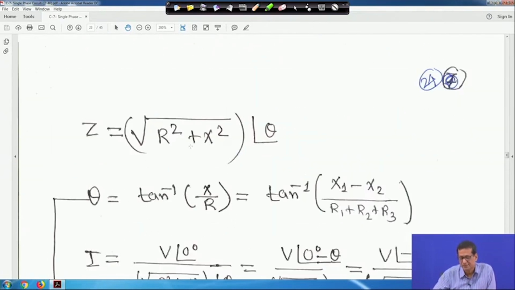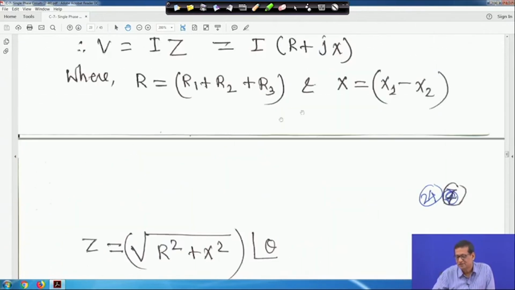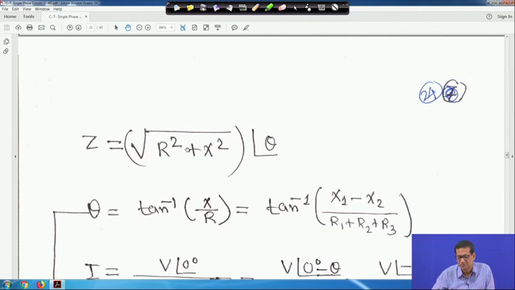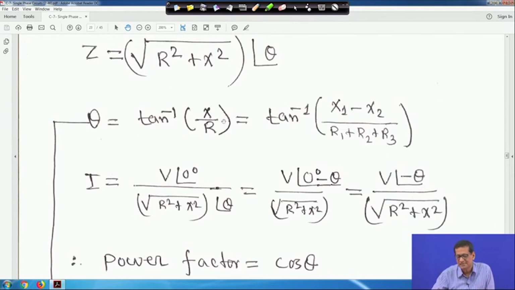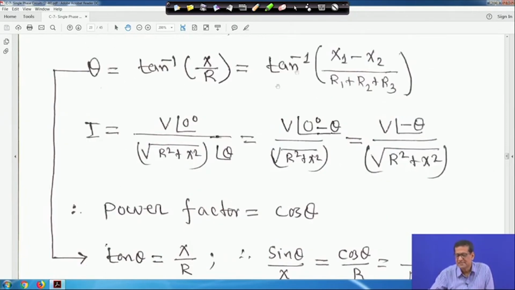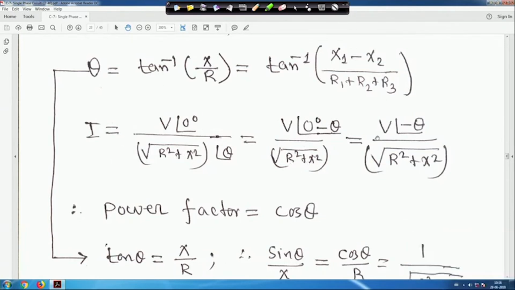Therefore Z, as you know, has magnitude root over R square plus X square, because it is R plus Jx, and angle theta. Therefore theta is equal to tan inverse X upon R, where X is equal to X1 minus X2, so tan inverse of X1 minus X2 upon R1 plus R2 plus R3. Therefore I is equal to V angle 0 by root over R square plus X square angle theta. So this is the equivalent total impedance, and I is V upon root over R square plus X square angle minus theta. This is I, and the power factor is cos theta.